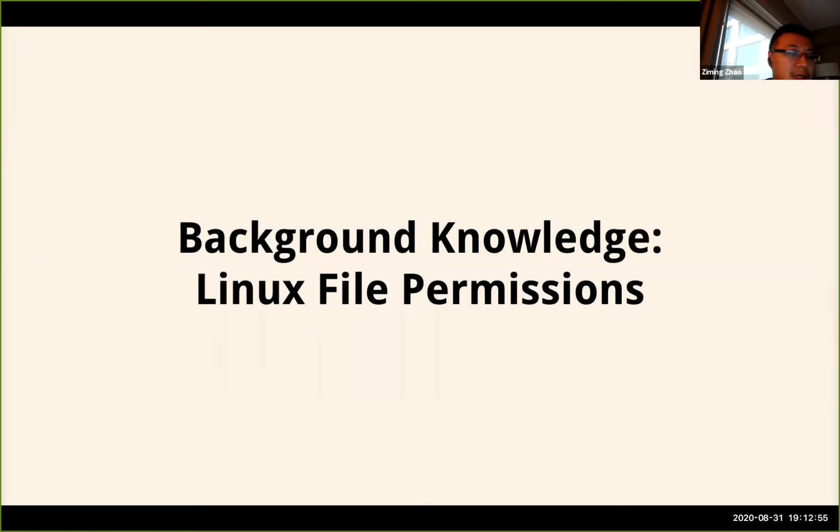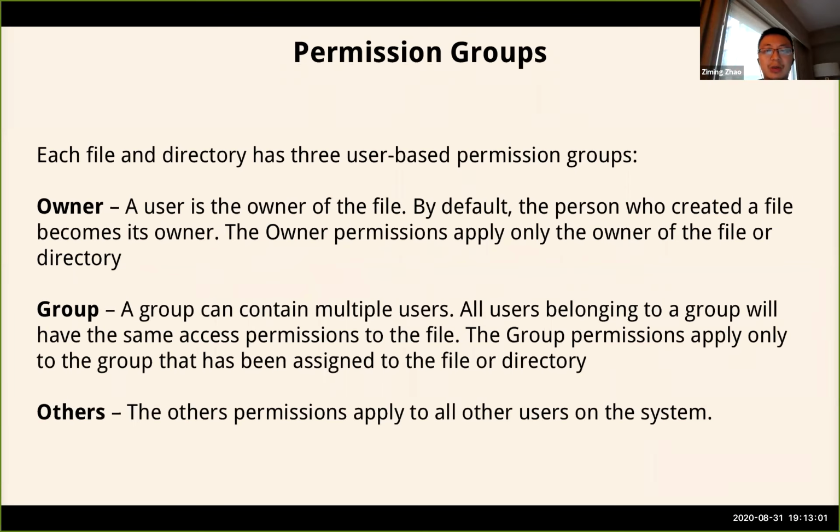Next, we want to talk about Linux file permissions. Obviously, each file and each directory has three user-based permission groups. The first one is called a user. A user is the owner of the file. Usually whoever created the file becomes the owner. The owner permissions only apply to the owner of the file or directory.